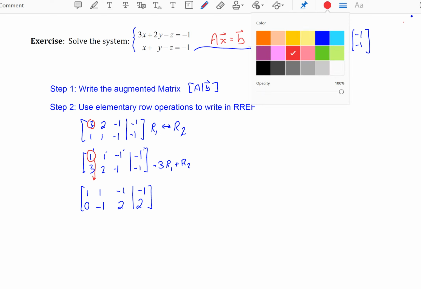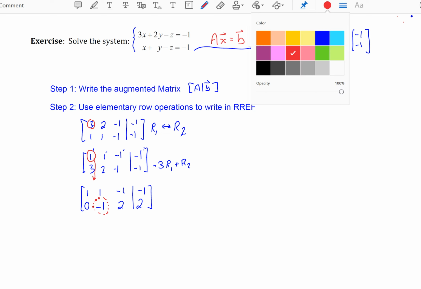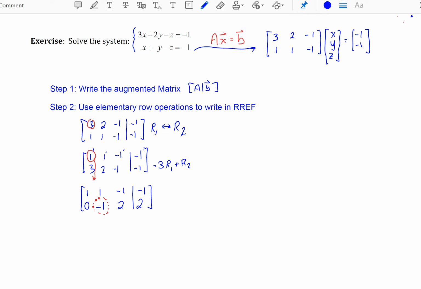Keep track of the operations you're doing. The most common mistake is to make some kind of arithmetic error in these steps we're doing. Okay, we would now like this next pivot number to be a 1. And the easiest way to turn that pivot number into a 1 is to multiply row 2 by -1.